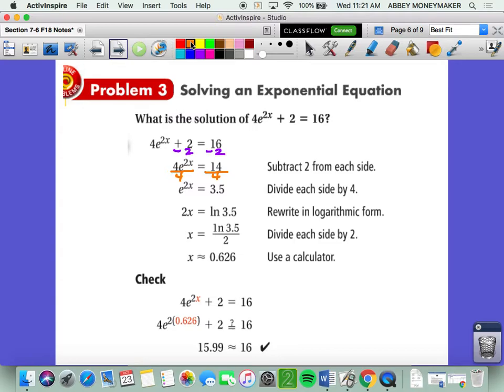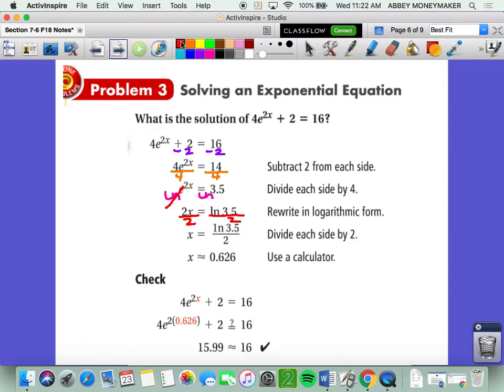Now, this step right here, e to the 2x equals 3.5, is the e function by itself? Yes. So from here, I'm going to get rid of the e by putting in a natural log. When I put in the natural log, these cancel each other out, and I'm left with 2x equals the natural log of 3.5. From here, divide both sides by 2, and you get your answer. Plug it back in and check.